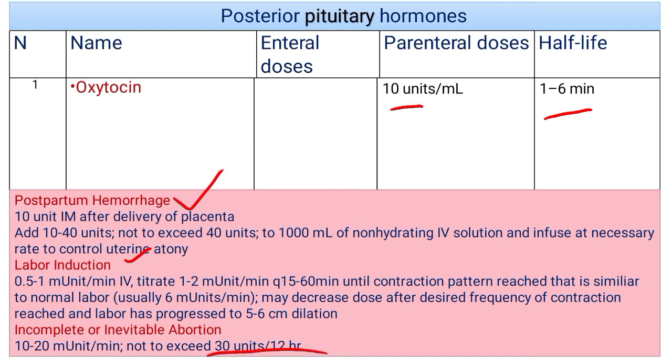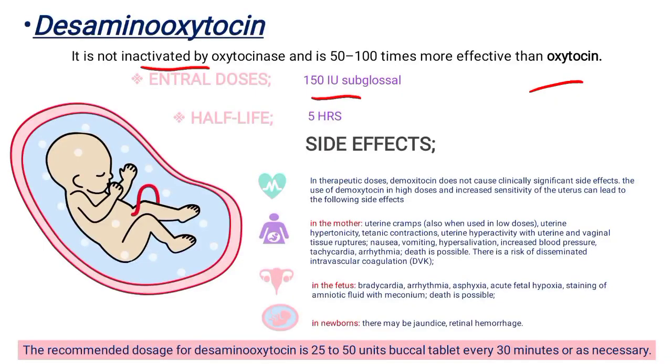The side effects of oxytocin in therapeutic uses: it does not usually cause significant side effects, but in the mother, there may be uterine cramps, and when used in high doses, uterine hypertonicity, tetanic contraction, uterine hyperactivity with uterine and vaginal tissue ruptures, nausea, vomiting, hypersalivation, increased blood pressure, tachycardia, arrhythmia, and also death is possible, and the risk of disseminated intravascular coagulation.